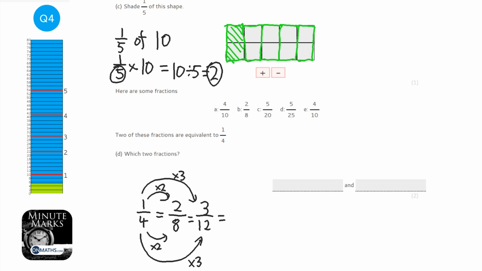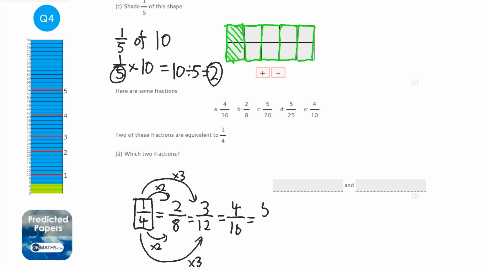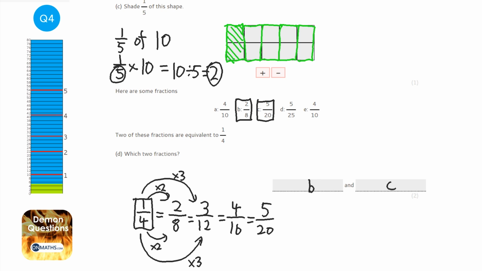Then I'm going to times them both by 4. And I'm just looking at this original fraction here. I'm going to times them both by 4. So it would be 4 over 16. And times them both by 5. 5 over 20. Now all those fractions are equivalent, which means the same as a quarter. So let's have a look at our list. Well, we've got 2 over 8 there, so it's that one, and we've got 5 over 20 there. So my answer is going to be fraction B and fraction C.